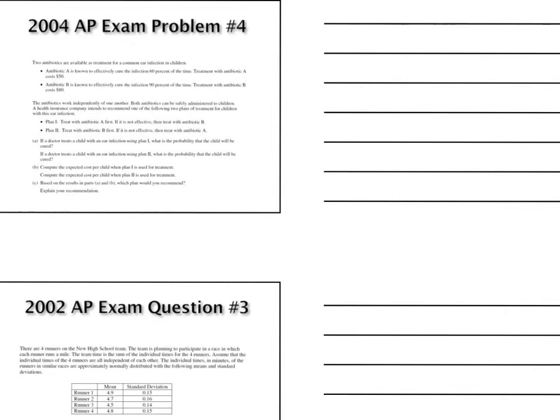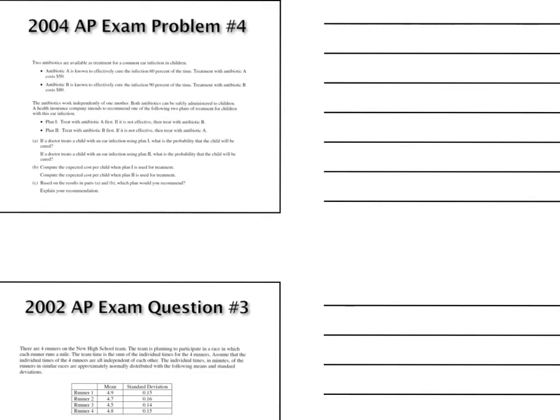Antibiotic B is known to effectively cure the infection 90% of the time. Treatment with antibiotic B costs $80. The antibiotics work independently of one another. Both antibiotics can be safely administered to children. A health insurance company intends to recommend one of the two following plans for treatment for children with this ear infection.